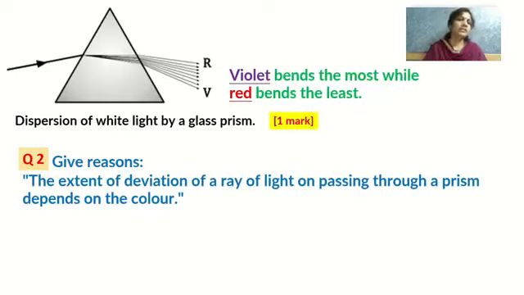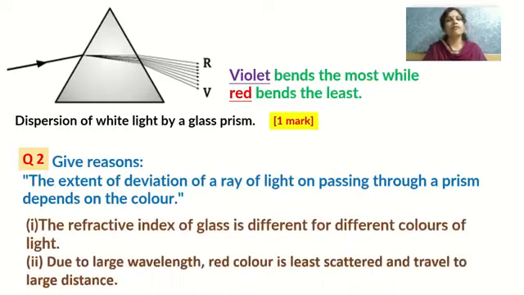Next question, this is a give-reason question and it was asked for 2 marks. The extent of deviation of a ray of light on passing through a prism depends on the color. Give reason for this. So the answer is, the refractive index of glass is different for different colors of light. Second point, due to its larger wavelength, the red color is least scattered and travels a very large distance. And for writing these 2 points, you will be given 2 marks.